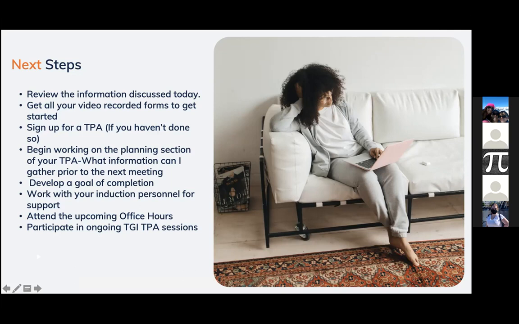Develop a goal completion. What do you want to do? By November, I want to finish the planning section, right? Or, wait, by February, I want to do the planning section. Whatever it is, you will need to be aware that your credential condition code started once you were recommended and approved for your preliminary credential.